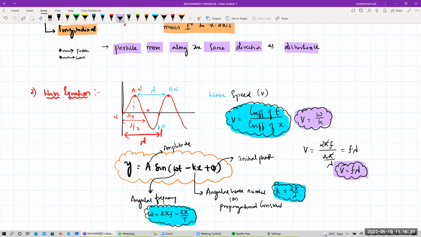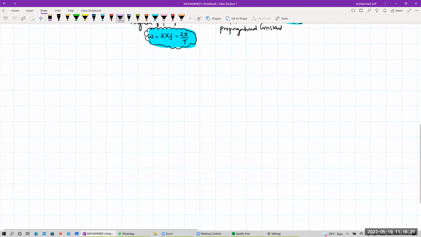The next one, and a very important one, is the third point: phase and phase difference. Phase is the thing which will give you complete information at a given time. Say for example, if I've got a wave equation something like this, let me take the wave.